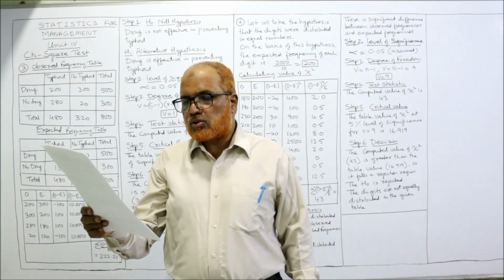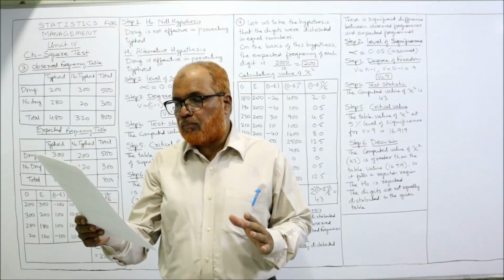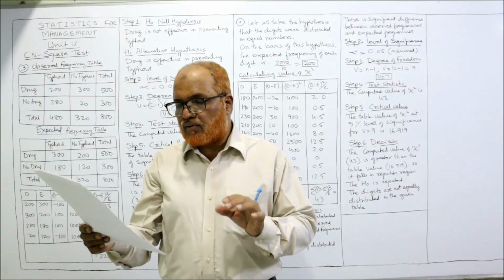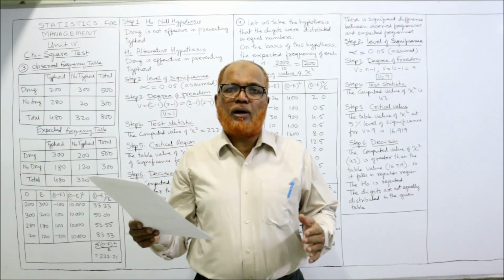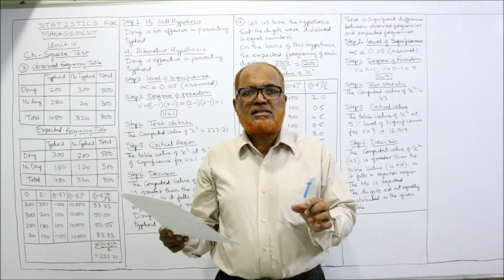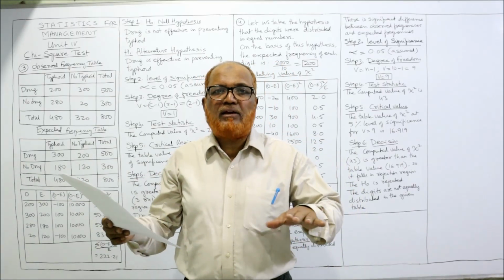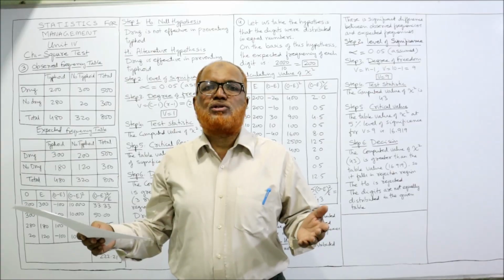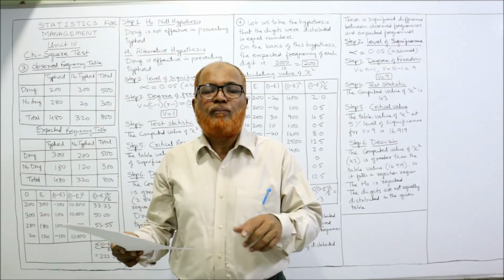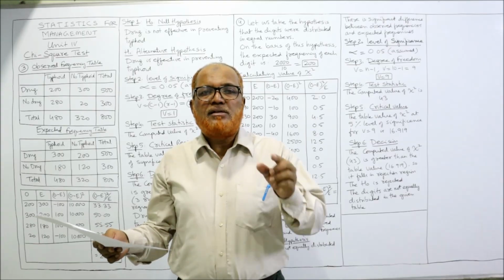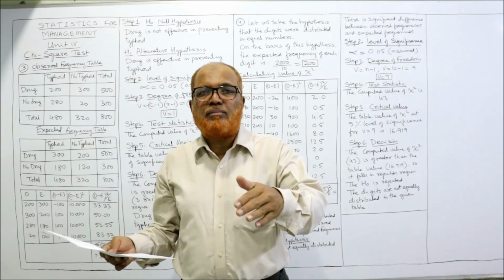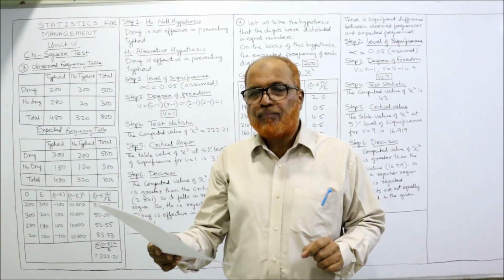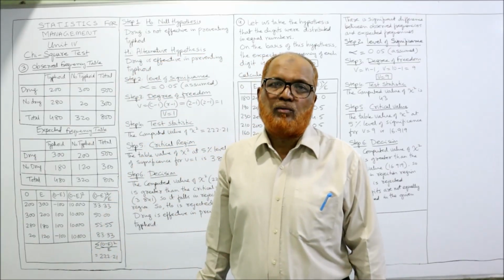Now use the chi-square test to assess the correctness of the hypothesis that the digits were distributed in equal numbers in the tables from which they are chosen. So we want to find out whether digits are equally distributed or unevenly distributed. Our null hypothesis: yes, the digits are equally distributed. Alternative hypothesis: no, the digits are not equally distributed. Some digits are occurring more number of times and some digits are occurring less number of times. That is our alternative hypothesis. But first of all, we'll calculate the expected frequency.